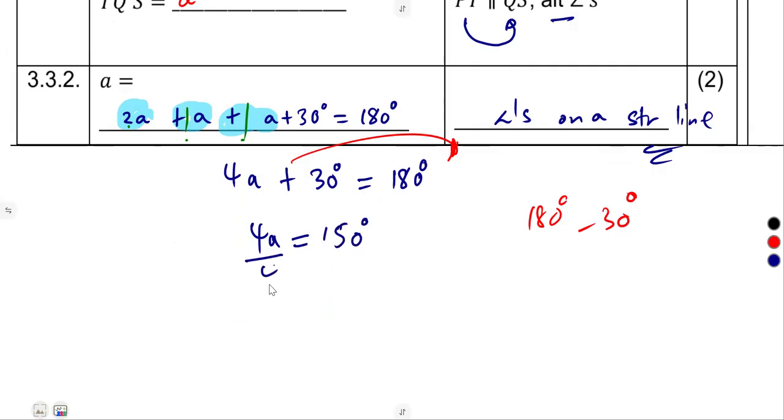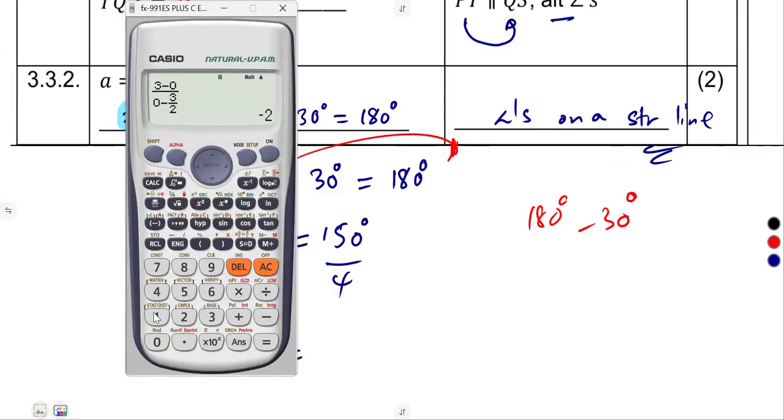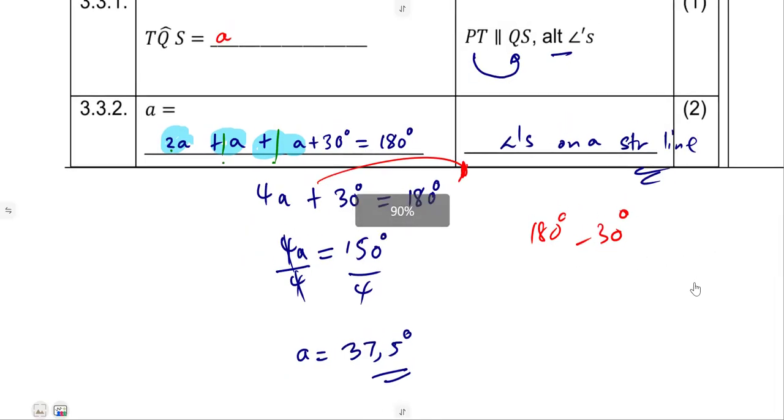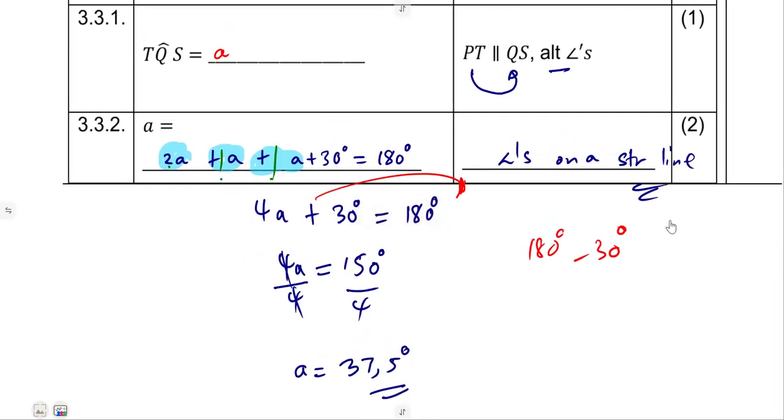So to find A, simply divide by 4. So that's A is equal to 150 divided by 4, which is 75 over 2, or 37.5. So that's 37.5 degrees. All right, just like that, you can obtain your angle A from the angles that are on a straight line.